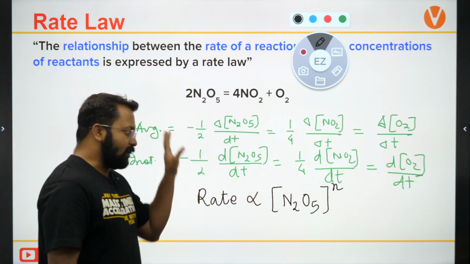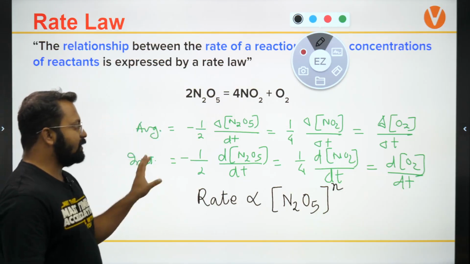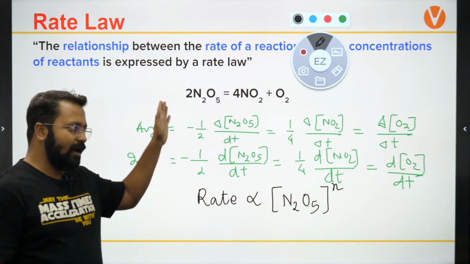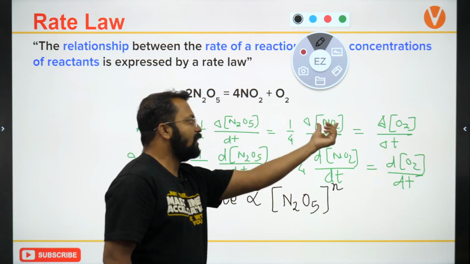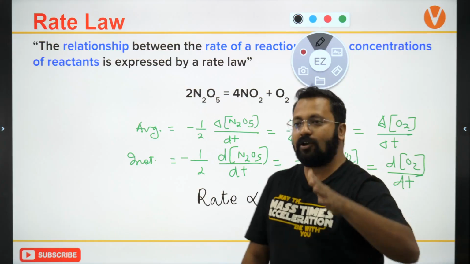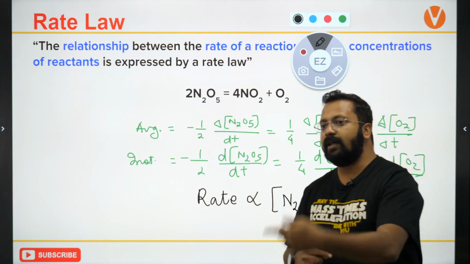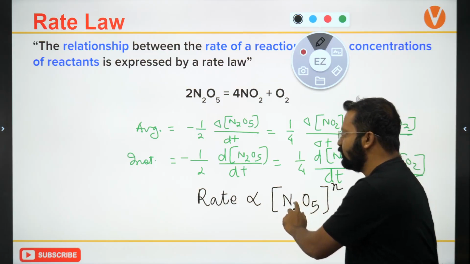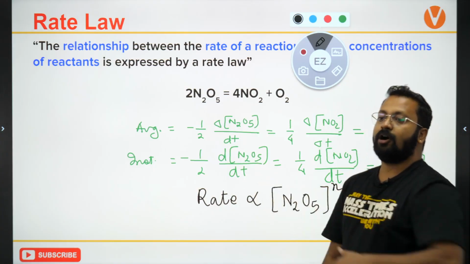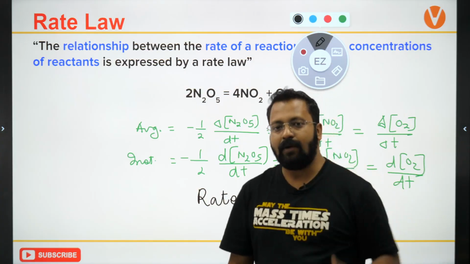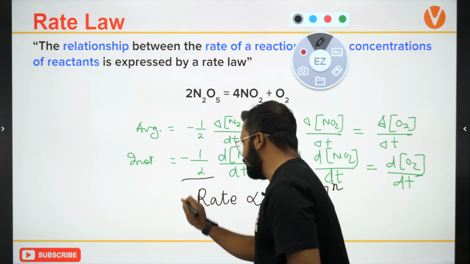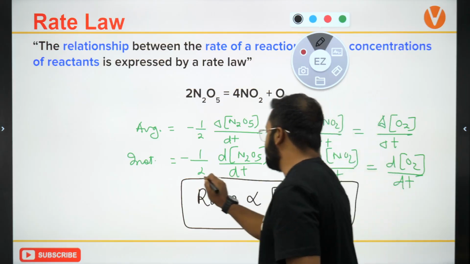Okay, this reaction only tells us that if this value is given, how can we calculate the rate of reaction? If this value is given, how can we calculate the rate of formation of NO2? But it does not tell us that if I double the concentration of N2O5, whether the rate will also get doubled, or whether the rate will become 3 times, or the rate would not change, or the rate will become half. It has not been told by this equation. This is the rate law.